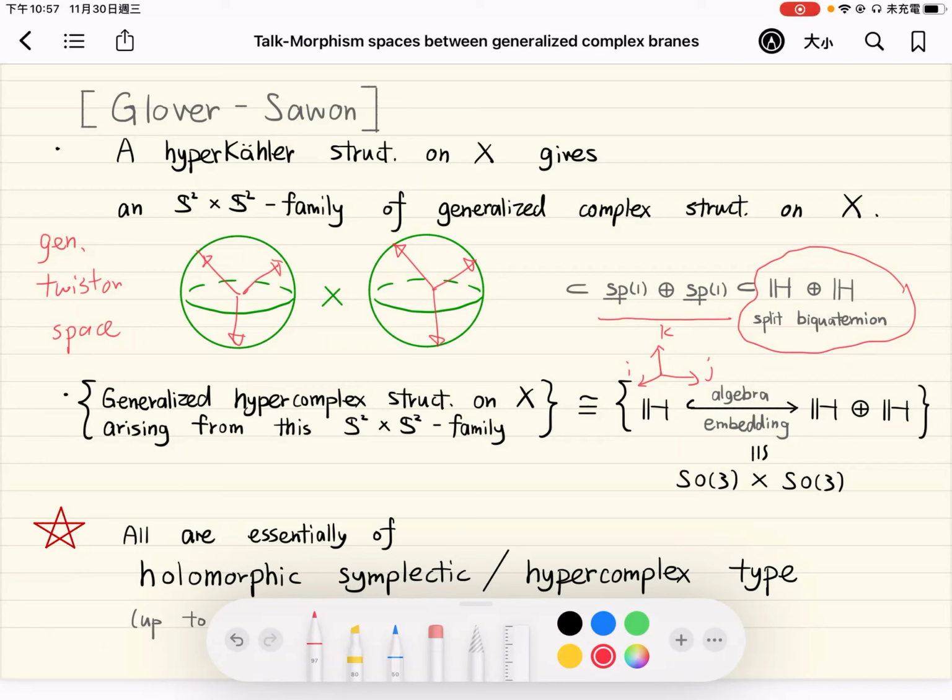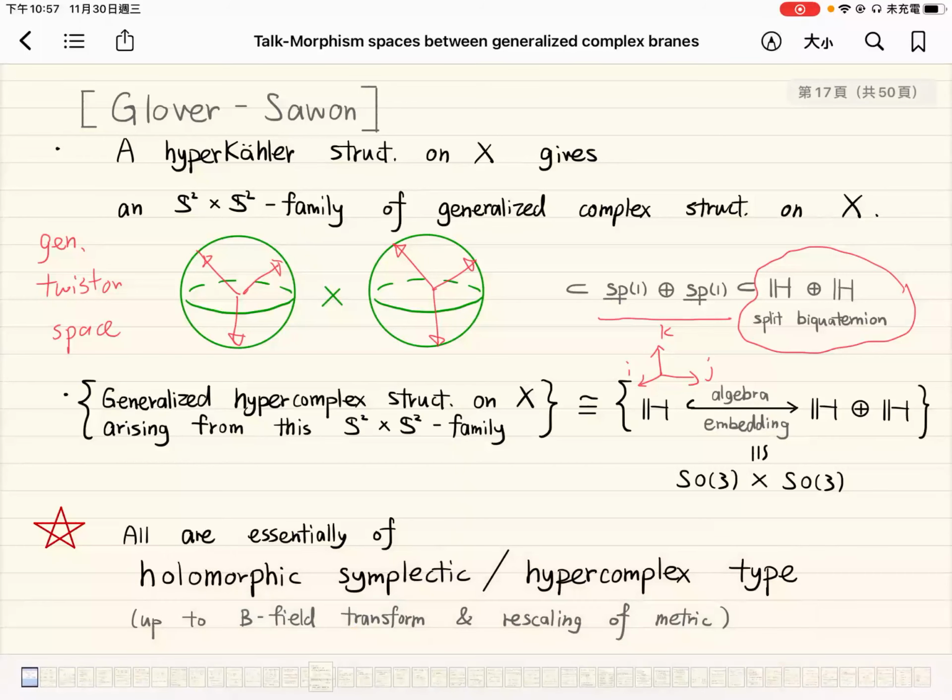So it seems that there are lots of generalized complex structures arising from a single hyperkähler structure, but the fact is that indeed all are essentially of holomorphic symplectic type or hypercomplex type, maybe up to B-field transform and some rescaling of the hyperkähler metric. So that means that we can only talk about the ABA branes and BBB branes, and essentially they are all the hybrid branes on a hyperkähler manifold.